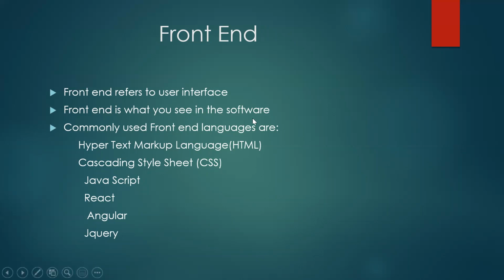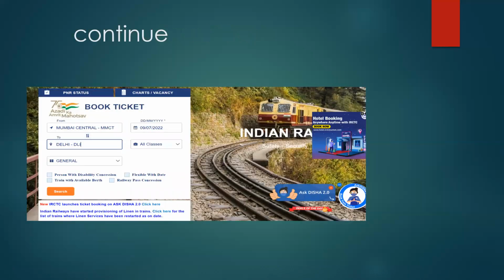Commonly used front end languages are HTML, which you must have heard about. HTML is hypertext markup language, then cascading style sheets, that is CSS, JavaScript, React, Angular, jQuery. These are very common languages for front-end development, for creating screens or web pages. We are taking the example of IRCTC only, as everyone knows about this site. When we go to any ticket booking system, that is IRCTC, you see this page.